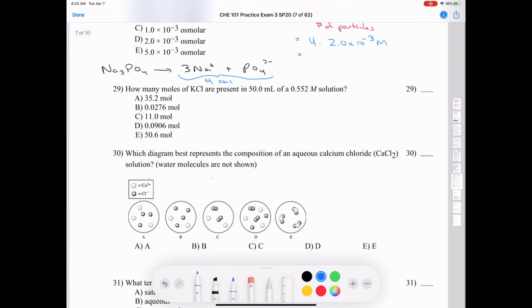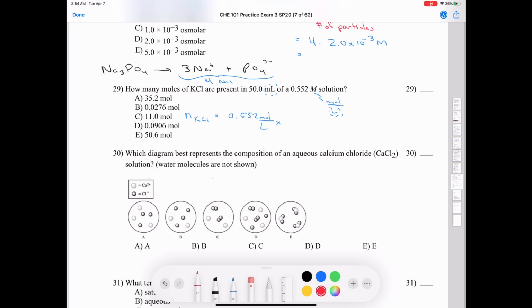Question 29, how many moles of potassium chloride are present in 50 milliliters of a 0.552 molar solution? The units for molar are moles per liter. So I have volume here and I have volume down here. So all I have to do is multiply these two and I can end up with the number of moles. So if I want the number of moles of KCl, I'm going to take my concentration, which is 0.552 moles per liter, and I'm going to multiply that by the volume of the potassium chloride solution in liters.